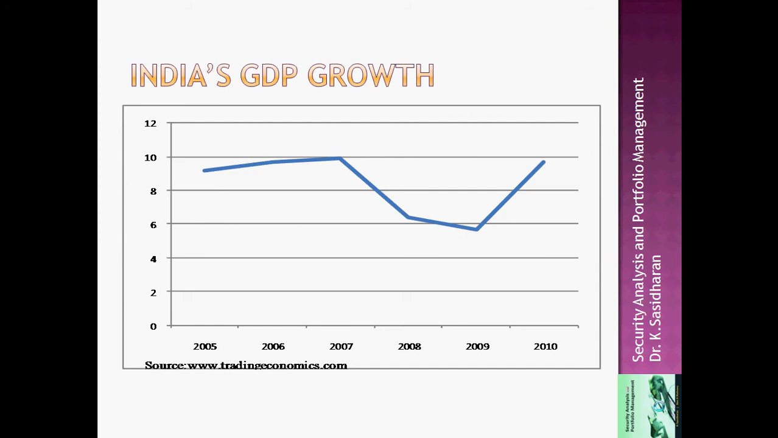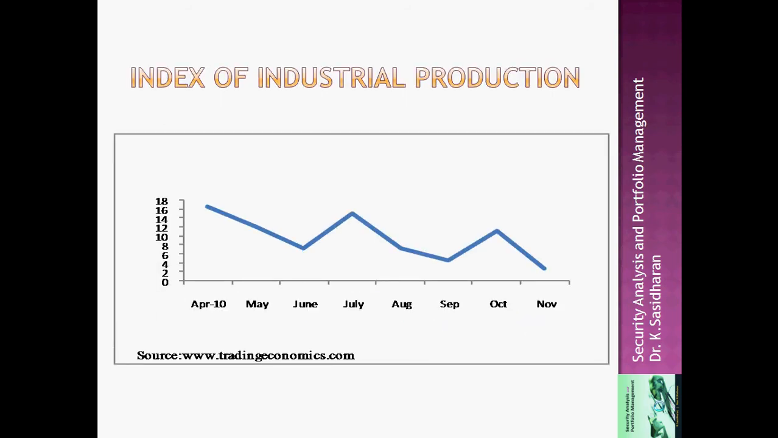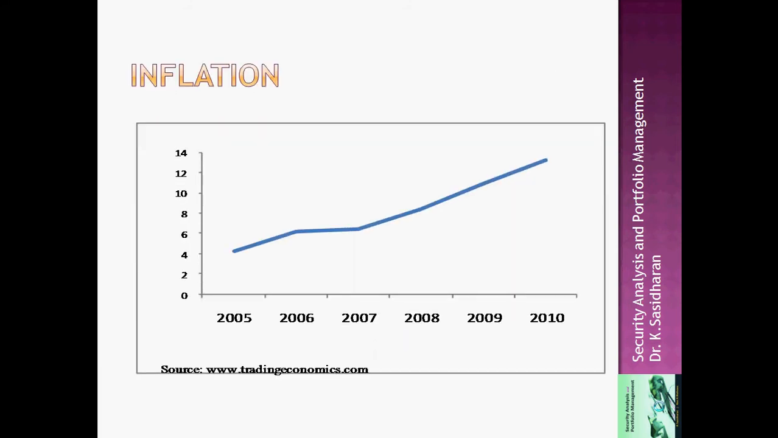So this is the figure showing India's GDP growth over a period of 5 years, and this is the index of industrial production, April to November. This is India's inflation from 2005 to 2010. You can see that inflation is increasing.